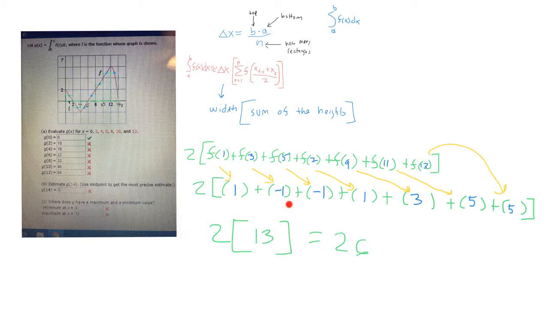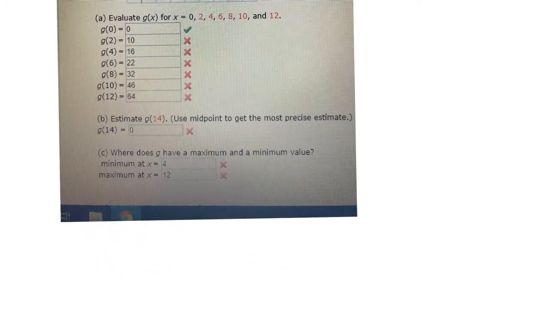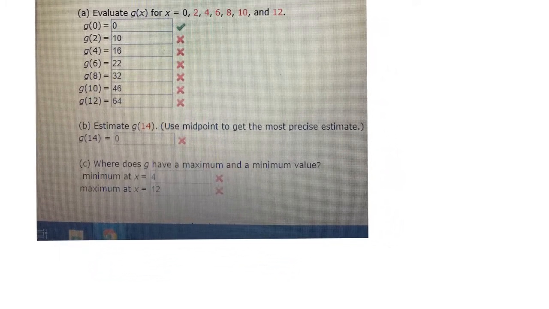So that is a quick overview of what it might look like if you use algebra instead of the purely visual approach. Okay, so let's move on. Now they want to know where G has a maximum and minimum value.